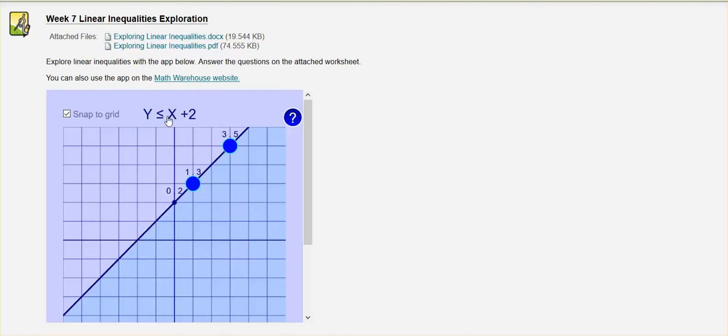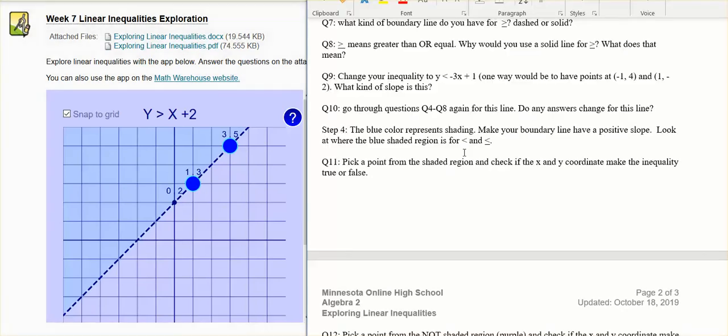And then I'll change it to a greater than and pick a point from the shaded region. So I can't pick 0, 0 anymore because that's not shaded, but I could pick, if you want positive points, I could pick 1, 5. So 5 is greater than 1 plus 2. Is that true? That's 5 is greater than 3. That is true. So then you'll do that for your equation and see what the points in the shaded region mean, what they represent. Any point in the shaded region is a blank of the inequality.